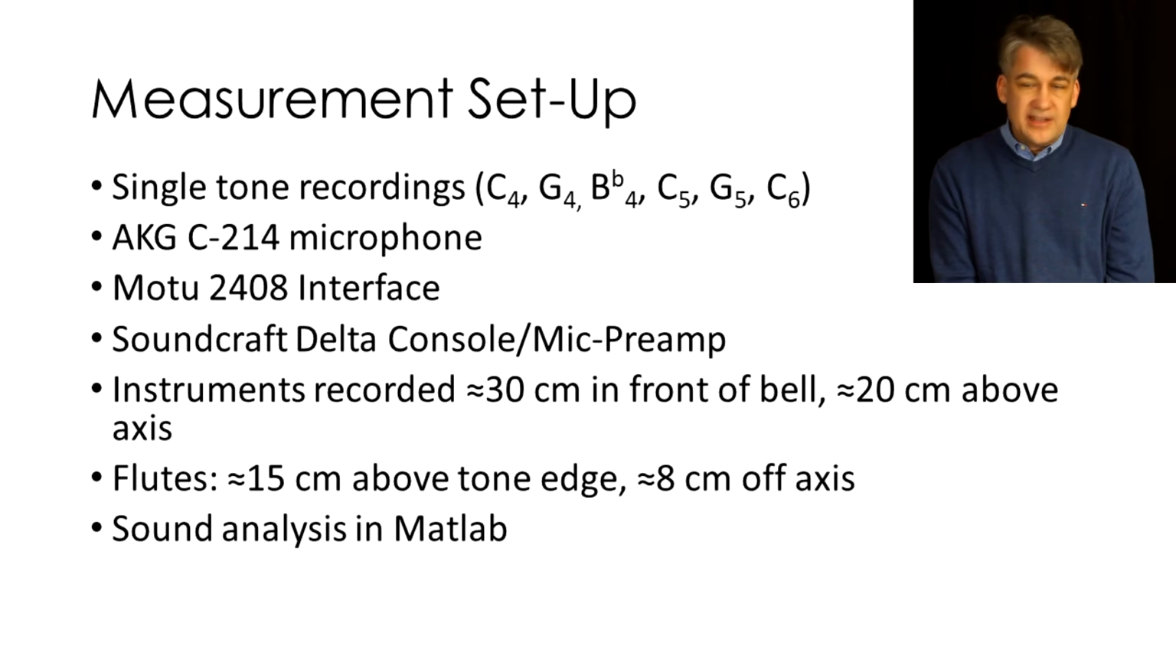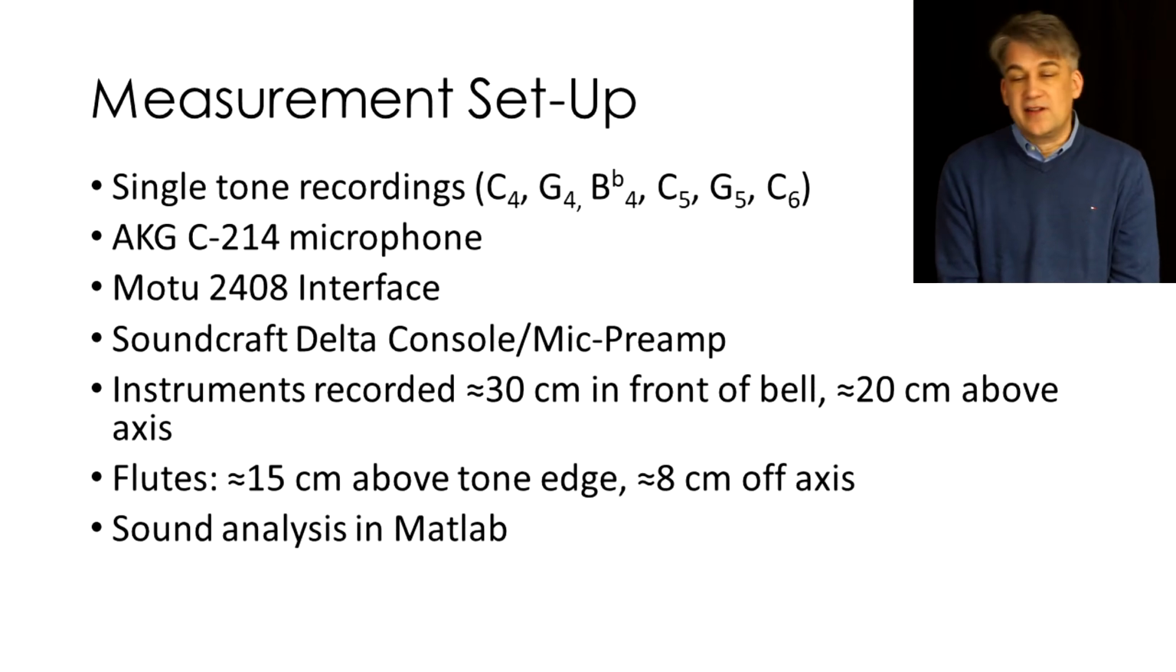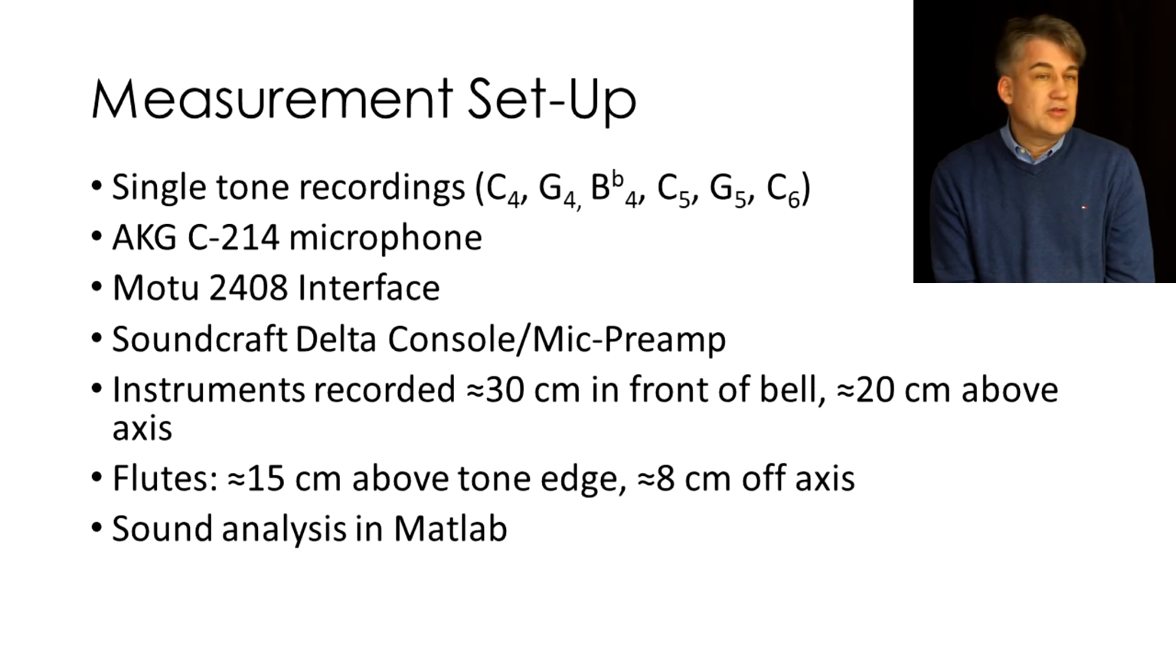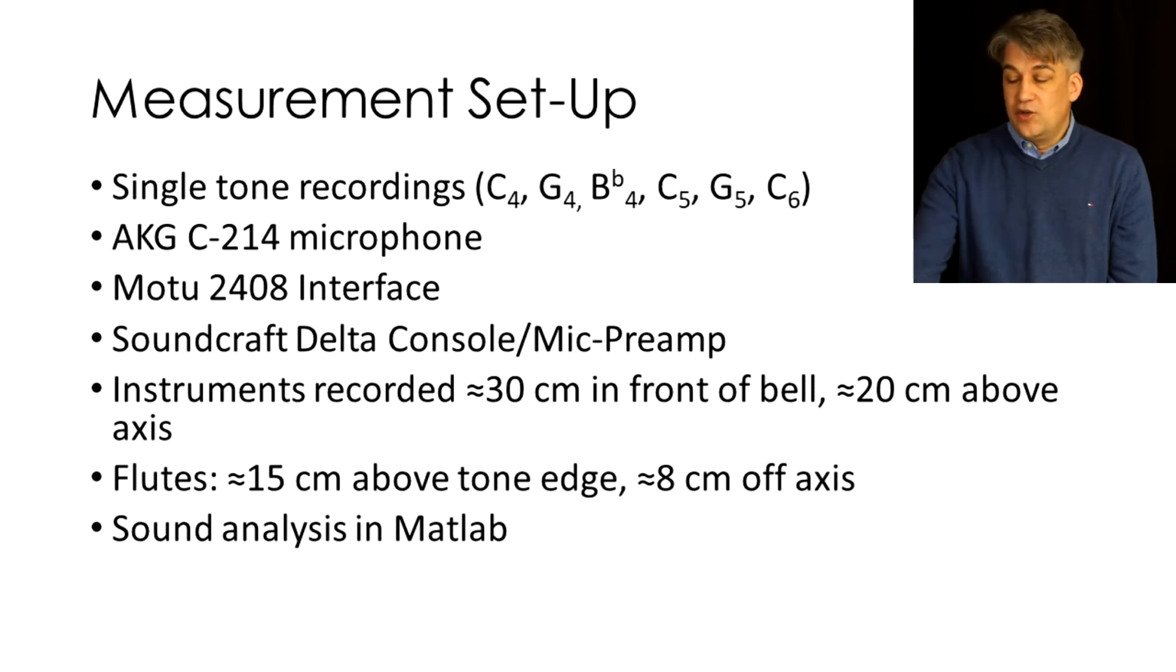I took single recording measurements. Usually I took the tones C4, G4, B flat 4, C5, G5, and C6. I recorded everything with an AKG microphone. It was then amplified with a Soundcraft Delta console and recorded using a MOTU 2408 interface. All instruments were recorded such that the microphone was placed about 30 centimeters from the bell, 20 centimeters above it, except for the flute instruments, where we recorded about 15 centimeters above the tone edge, with 8 centimeters being off axis. And all sound analysis was done using MATLAB.